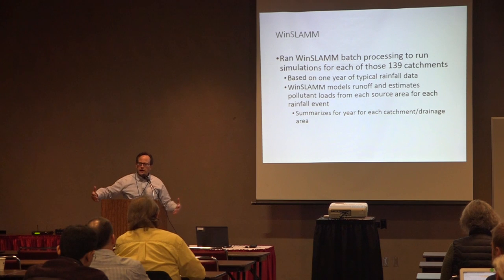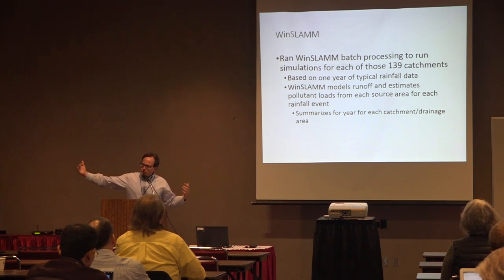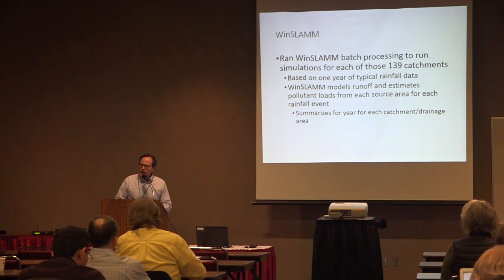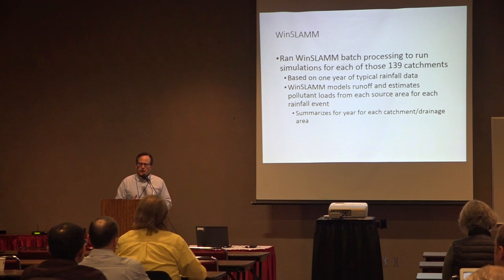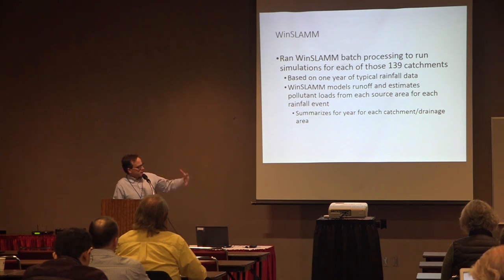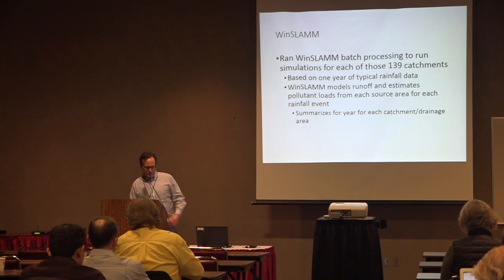It spits out a summary file with one record per catchment or per drainage area, basically. And then in that case, you can model a multiple year period. In this case, we're just modeling what's considered a kind of normal climatic year using a rainfall file. And so basically for each rainfall event, it does this modeling and then it summarizes it per catchment. And we use that to later bring that back into ArcGIS. So it's basically a summary of the runoff for that year and the pollutant loads estimated for that year for each catchment.